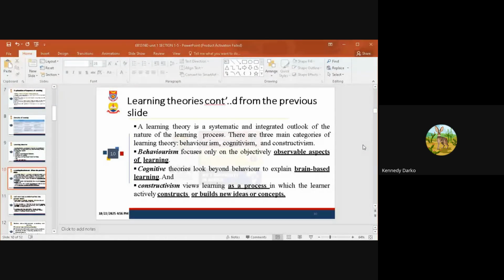Then we have the cognitive theories. They look beyond behavior. They explain brain-based learning. So they look beyond behavior. They look at mental faculties, how you are able to learn, how you are able to understand things and all of that.